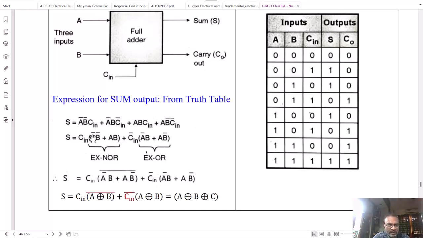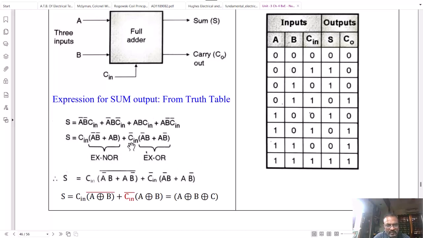From term number 1 and term number 3, you can get C in common, and in bracket you will get A bar B bar or AB. And from second and fourth term, take C in bar common. You are getting A bar B and AB bar. Whereas A bar B bar or AB is exclusive NOR gate, and A bar B and AB bar is the exclusive OR gate.